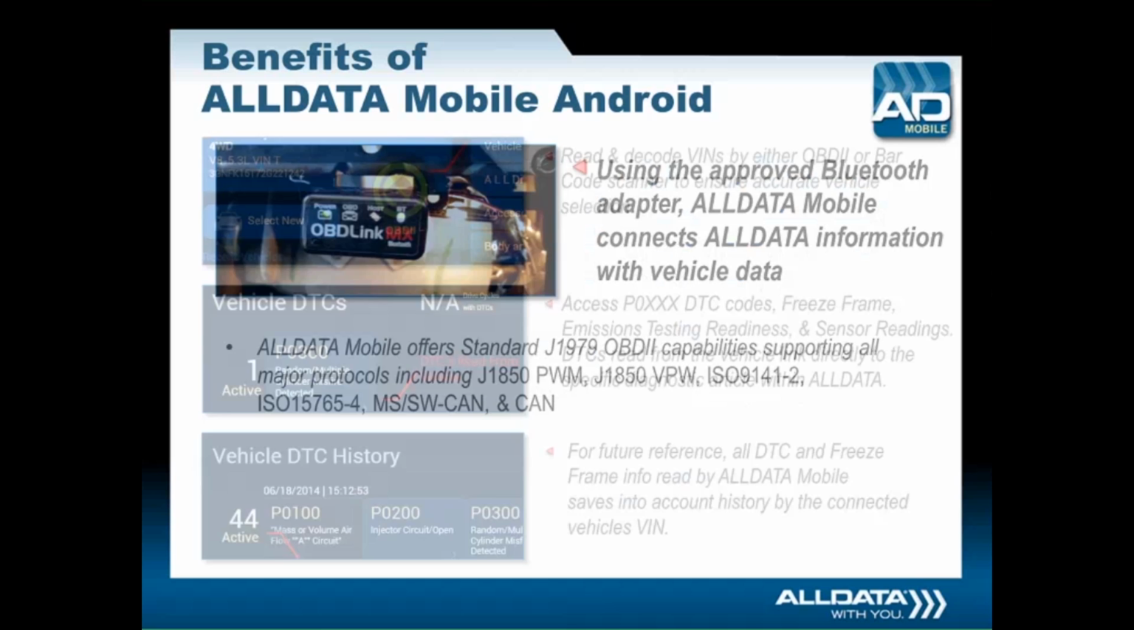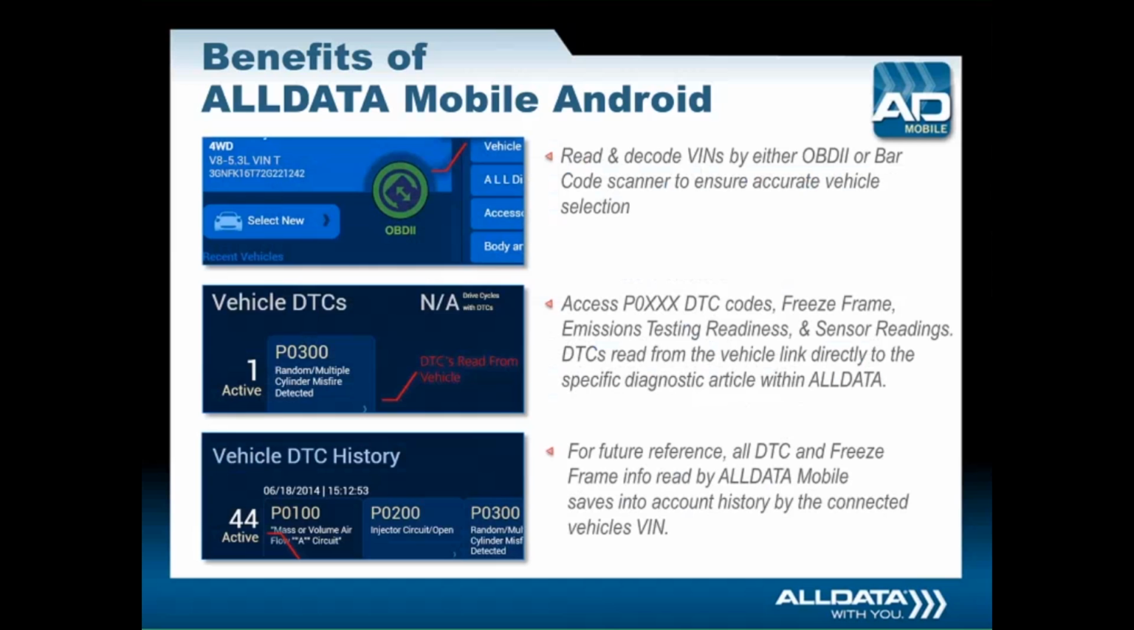And what that connectivity brings you, again, is being able to read and decode VINs, either from the OBDII port or the barcode scanner, P0 codes, freeze frame, and emissions readiness monitors. We have a pretty robust sensor screen.